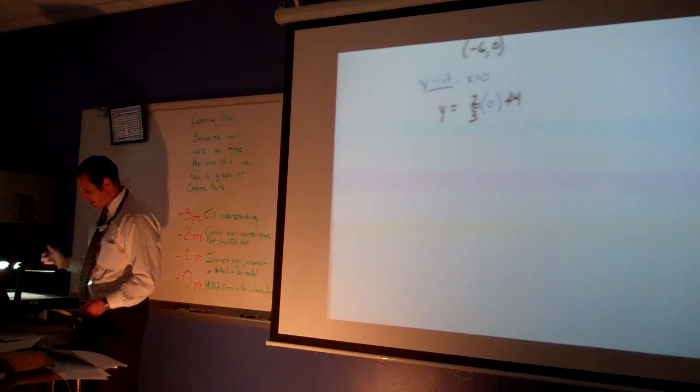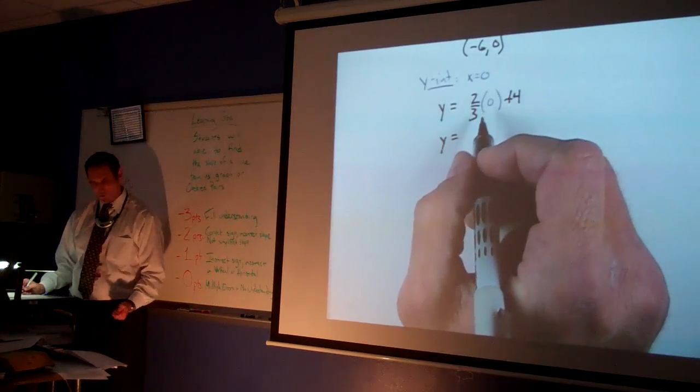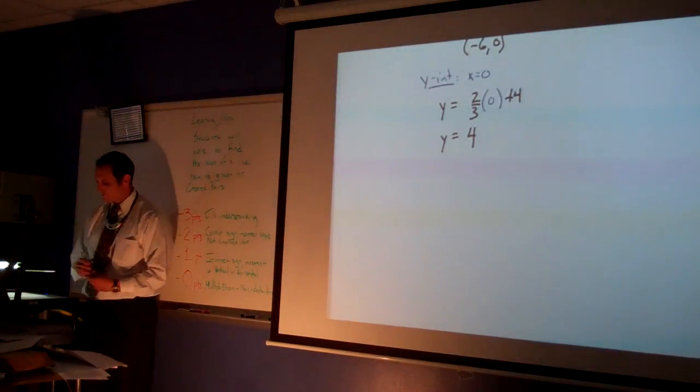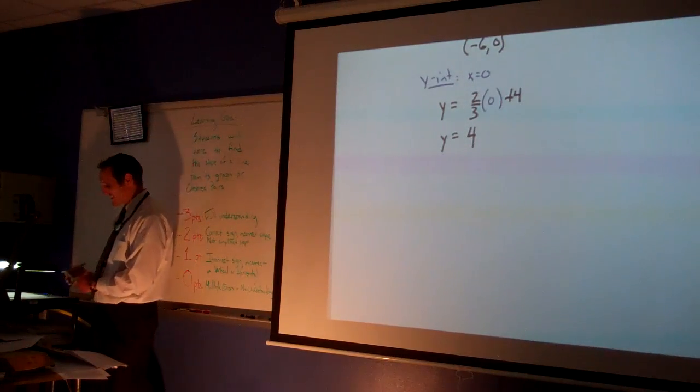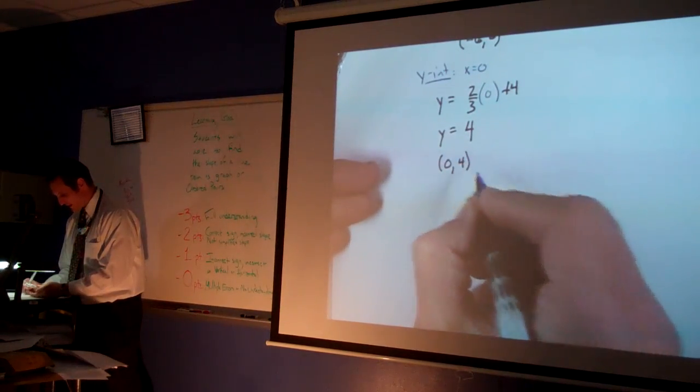This makes life easy because anything 0 touches is 0. Anything multiplied by 0 is 0. So it just goes away, and all we are left with is 4. So the y-intercept is 4. The x was 0, the y is 4.